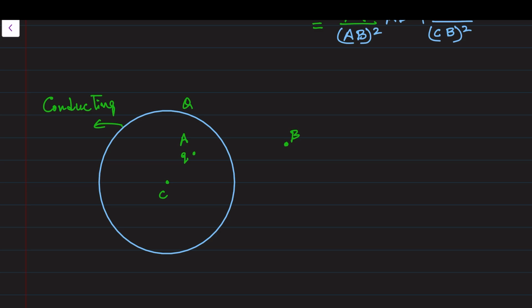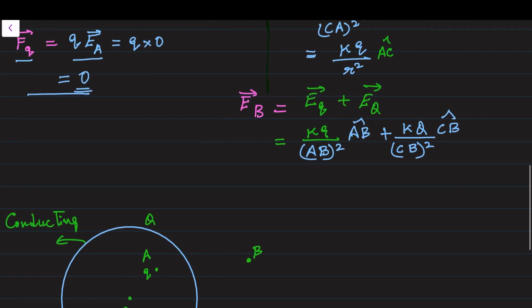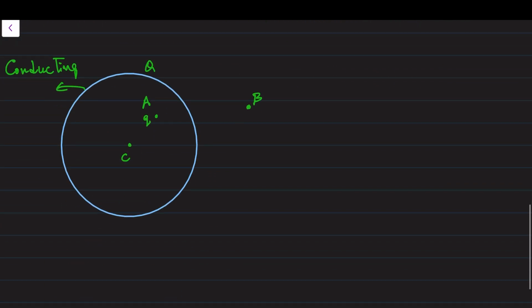If this is conducting, then because of the electrostatic induction, minus q charge will come here, and Q plus q will come on the outer surface. This minus q will be non-uniform distribution, and this Q plus q will be uniform distribution. Now they are asking, find the force experienced by q.